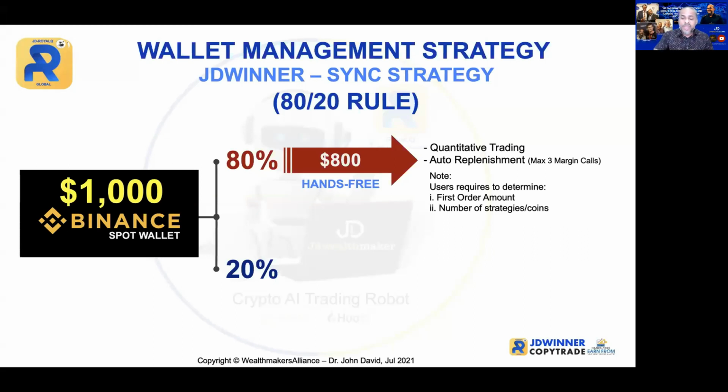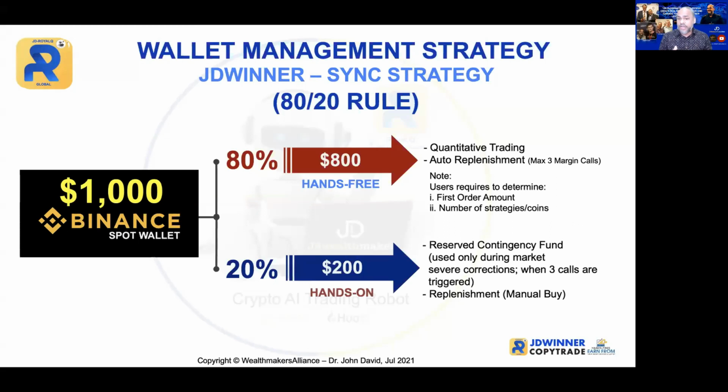Now, this is important. The remaining 20% or $200 is where you have a reserve contingency fund, and you only use this during a severe market correction. Can you see that? So once the three calls are triggered, and the market is further going down, now you have an extra bullet to ambush the enemy. So now you can go into the war zone and ambush the enemy because you have $200 or 20% bullet still in your trading fund.